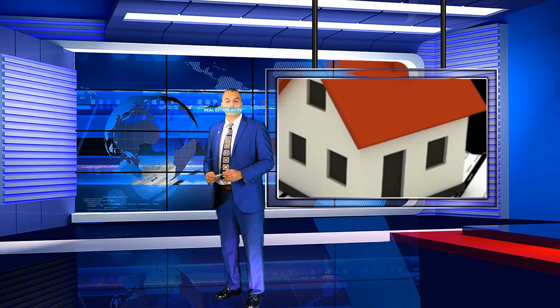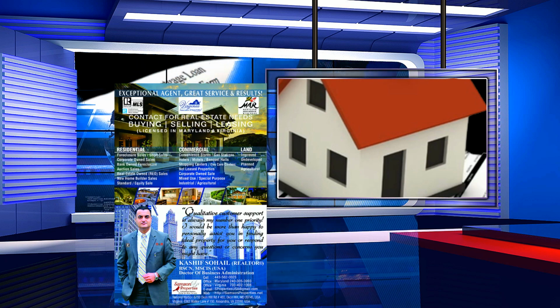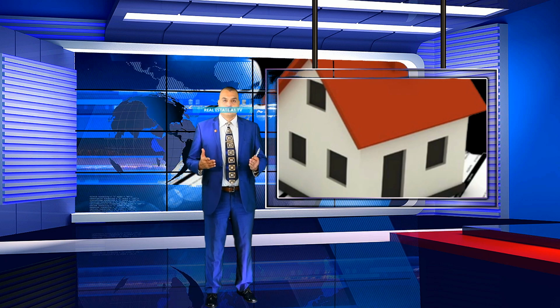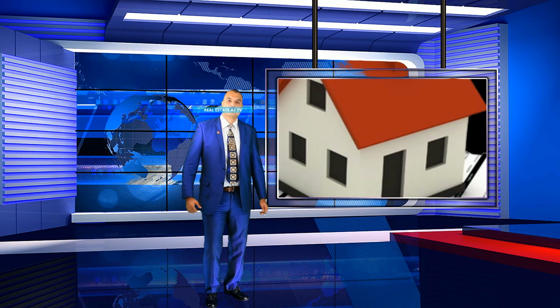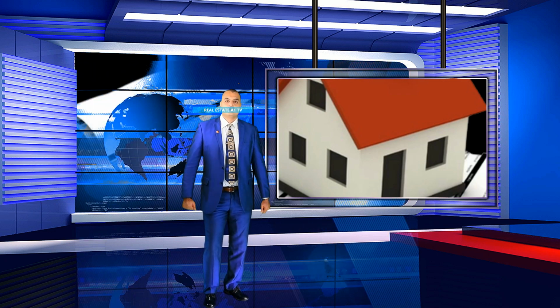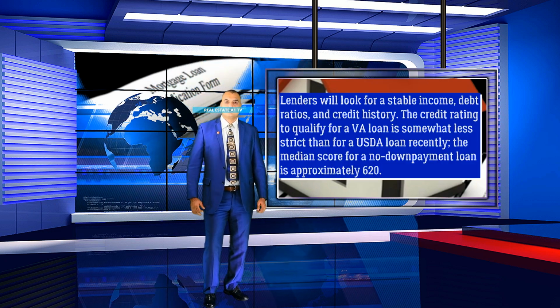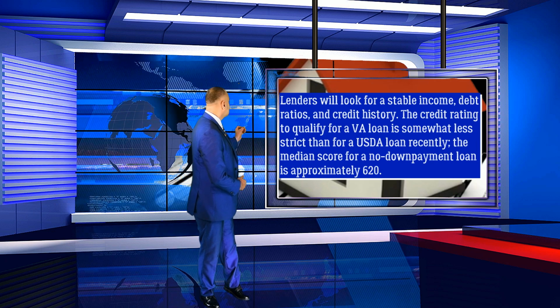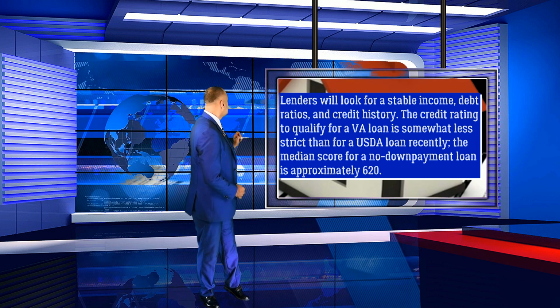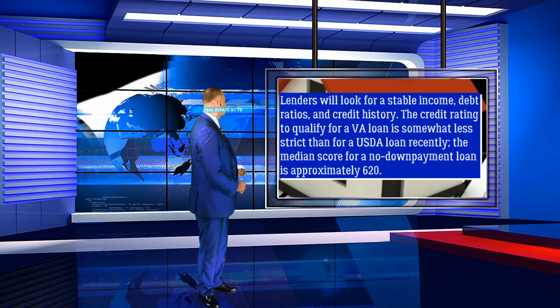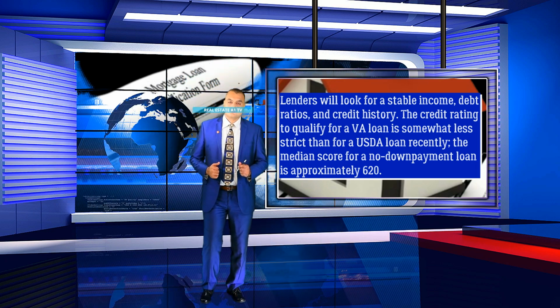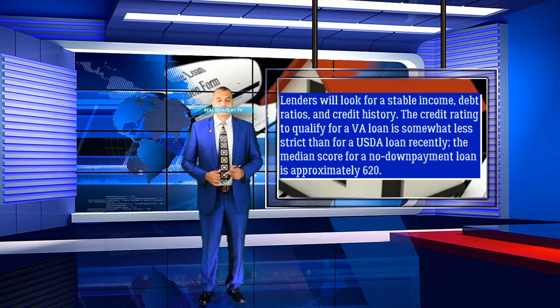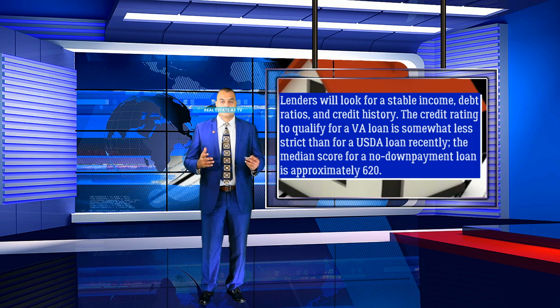Similar to the USDA loan, one of the biggest advantages of the VA loan is the opportunity to receive a mortgage with no down payment. Also similar to the USDA loan, there are PMI-like fees associated with putting down less than 20%, but at a rate that would be less than other mortgage loans. Lenders will look for a stable income, debt ratios, and credit history. The credit rating to qualify for a VA loan is somewhat less strict than for a USDA loan recently. The median score for a no down payment loan is approximately 620.